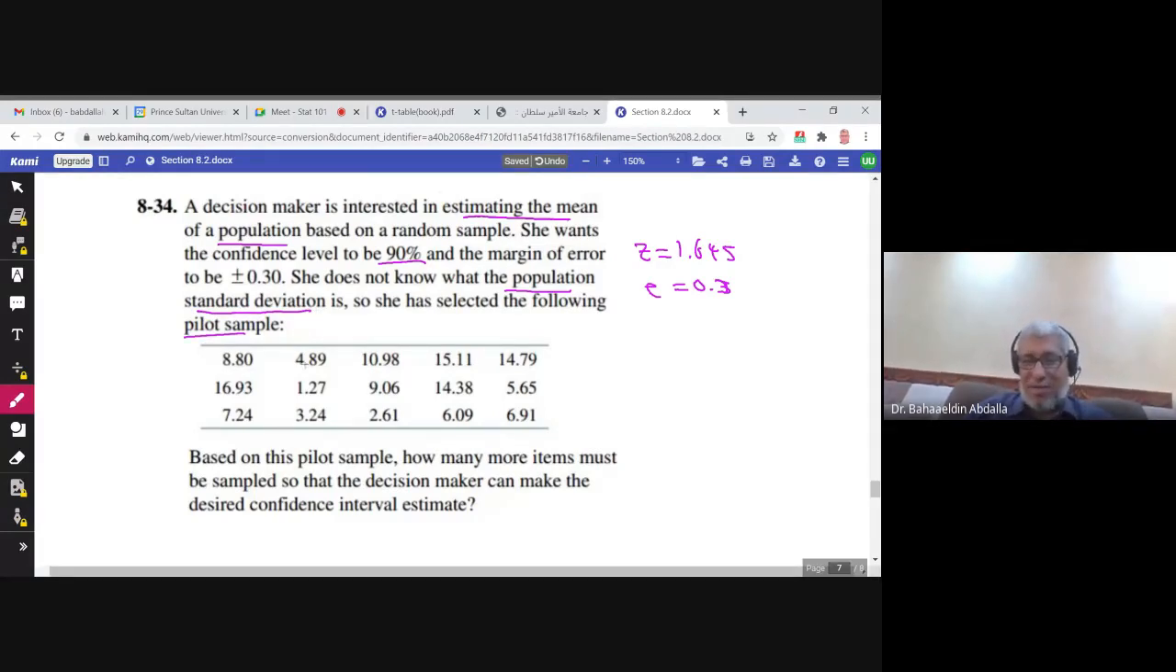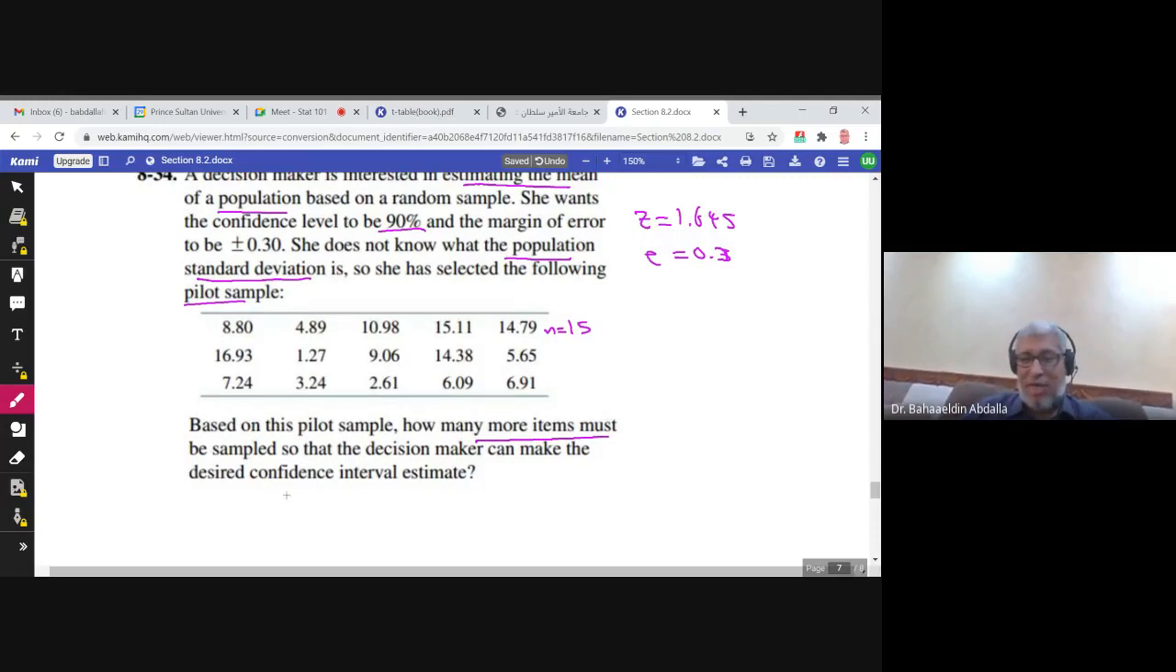We choose a pilot sample. This is a pilot sample of 15, so the size of the pilot sample is 15. Based on this pilot sample, how many more items must be sampled so that the decision maker can make the desired confidence interval estimate? What to do? We need sigma. How to find sigma? I cannot find sigma. So what to do? You can find S. You can use this pilot sample, put these numbers inside the calculator and find S.